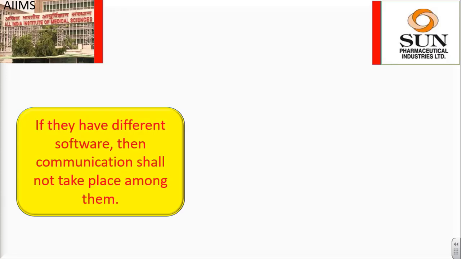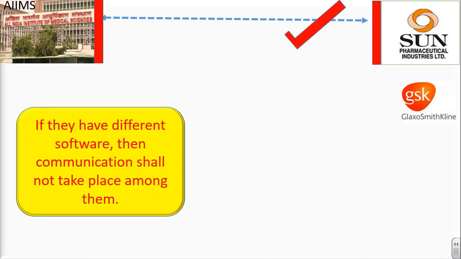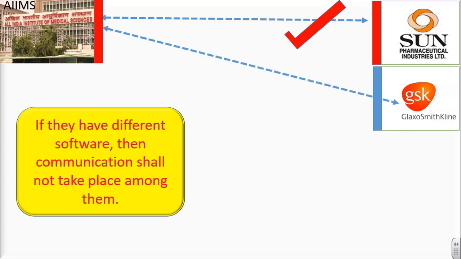AIIMS. If these pharmaceutical companies have the same software, then they will be able to communicate. If they have different software, then communication shall not take place among them. Look at this case. The Sun company has got the same software which AIIMS has got. Now both will be able to communicate with each other. In case of the GlaxoSmithKline company, their software is different, so the GlaxoSmithKline company will not be able to communicate to AIIMS.